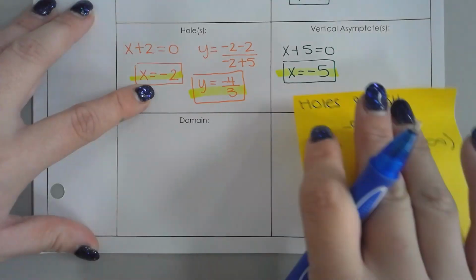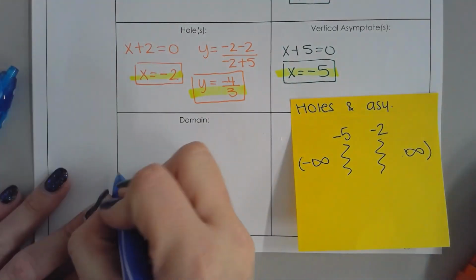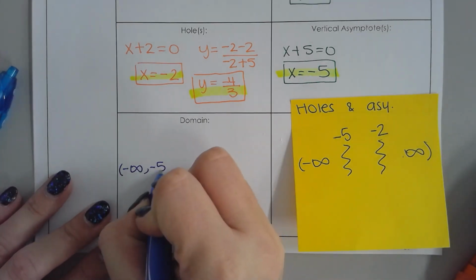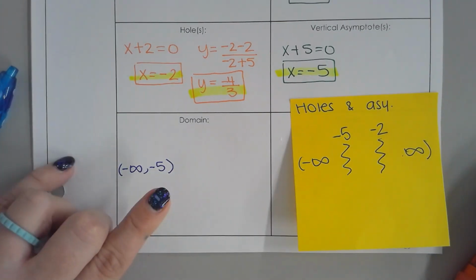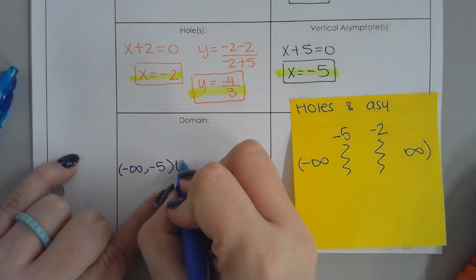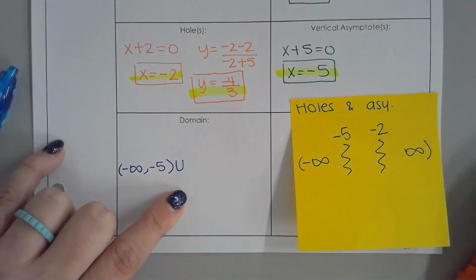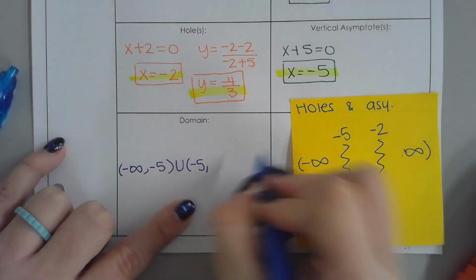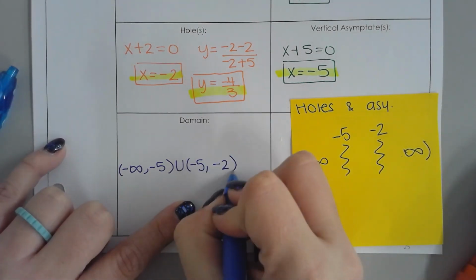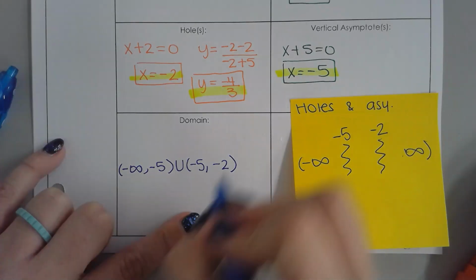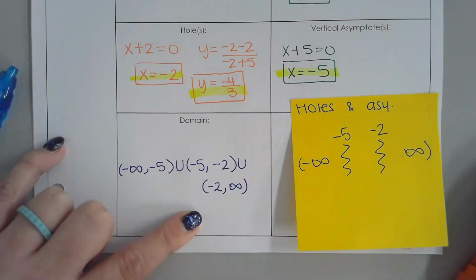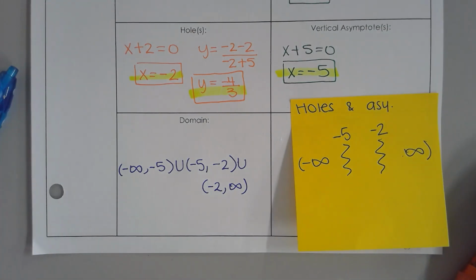So when we write the domain, we're going to have negative infinity to negative 5, close your parenthesis, and then we have that union symbol, that U. We pick back up at negative 5 and go to negative 2, close that one off, and then we pick back up at negative 2 and go to infinity. So that's your domain.